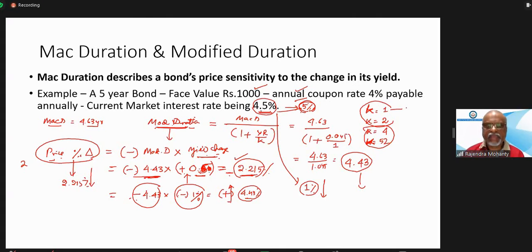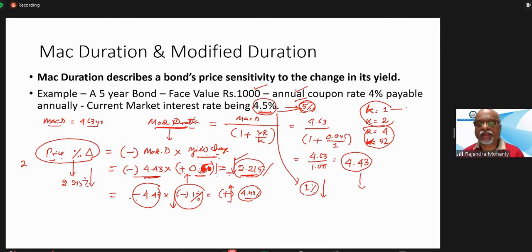So always remember, when the interest is going up, price is falling. When interest is going down, price is going up. Okay, clear? Yes, sir. There is no problem for MAC duration and modified duration? Sure? I am erasing it. Modified duration, MAC duration 4.63 years. Then 4.4 modified duration, sir, 4.43 years.